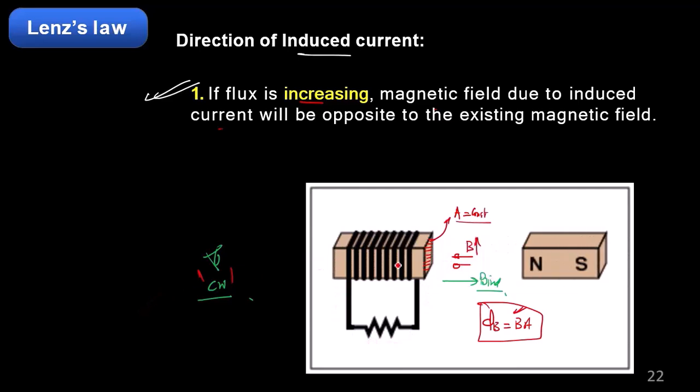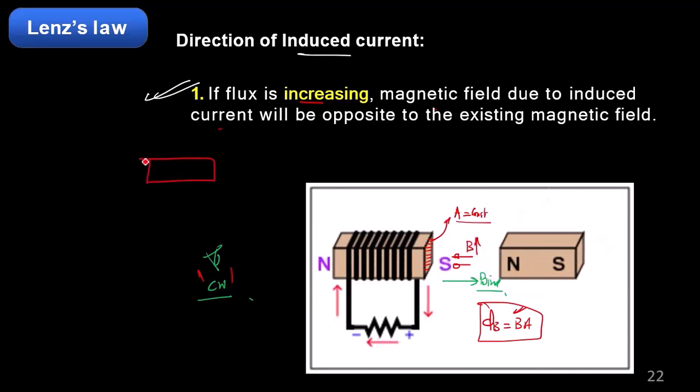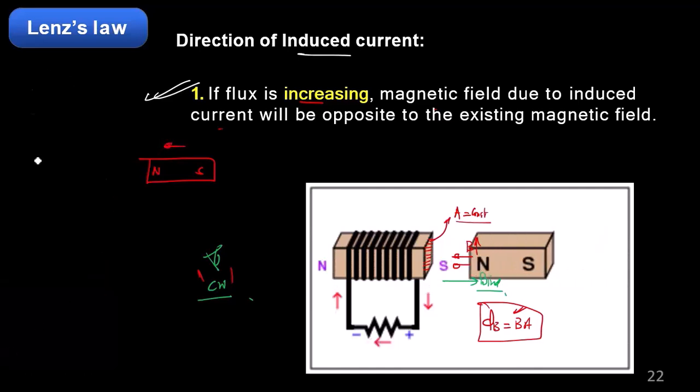The red colored magnetic field is increasing, meaning that as I move the magnet towards the coil, the magnetic field lines coming from the permanent magnet start from the north pole. So this is the permanent magnet, and as I move this north pole towards the coil, so this is the coil.